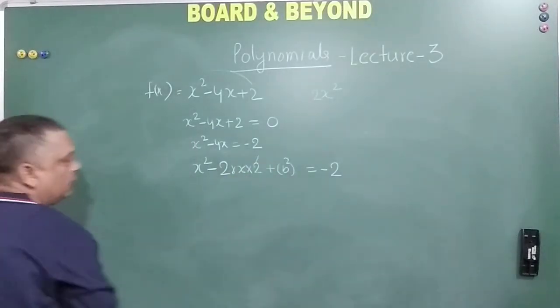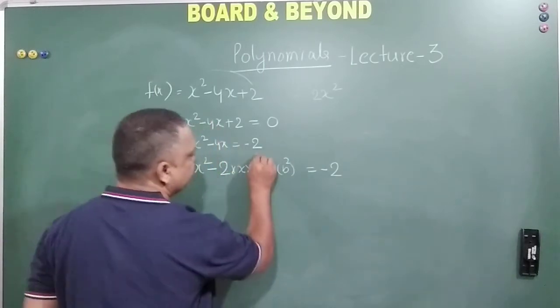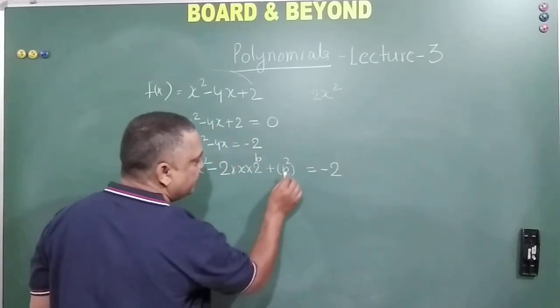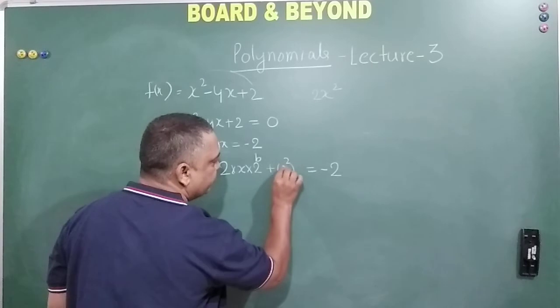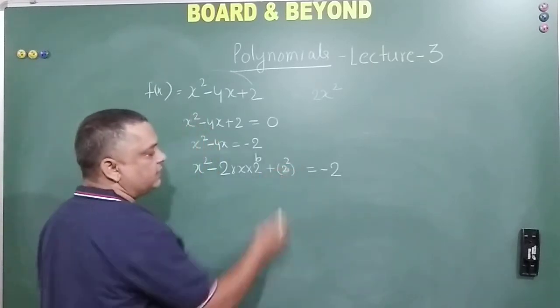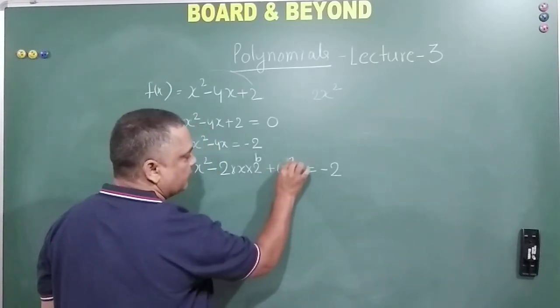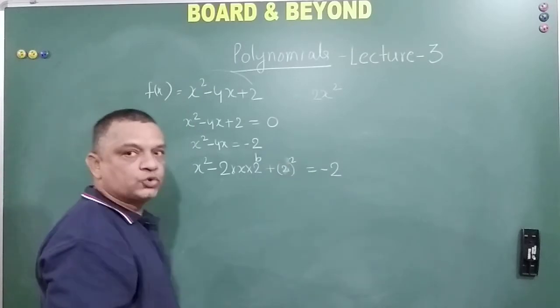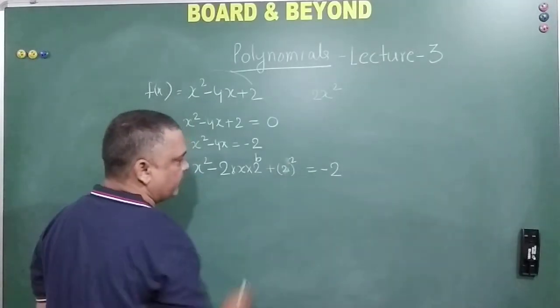Let me write it in yellow. Okay. So this is b. Okay. So b is equal to 2. So we introduce 2 here. That is 2 square. So how much is 2 square? 2 square is nothing but 4.